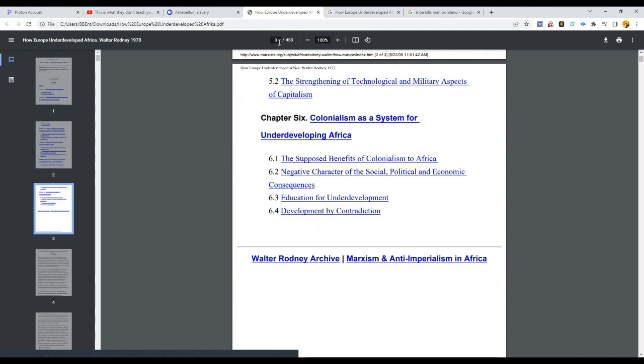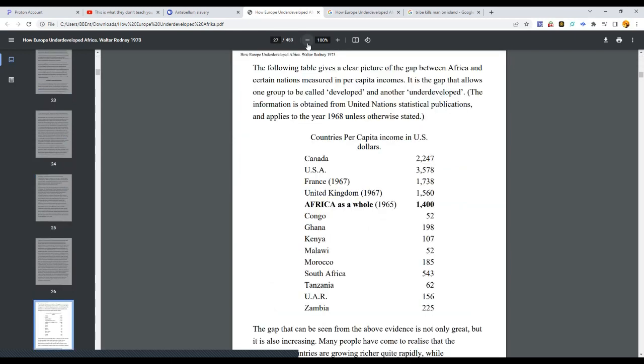I'm just going to look at a couple pages before I finish because I think it's been thoroughly gone through. So countries per capita income in US dollars, 1968. Canada, about 2,500. US, 3,500. France, 1,700. UK, 1,500. Now look at this.